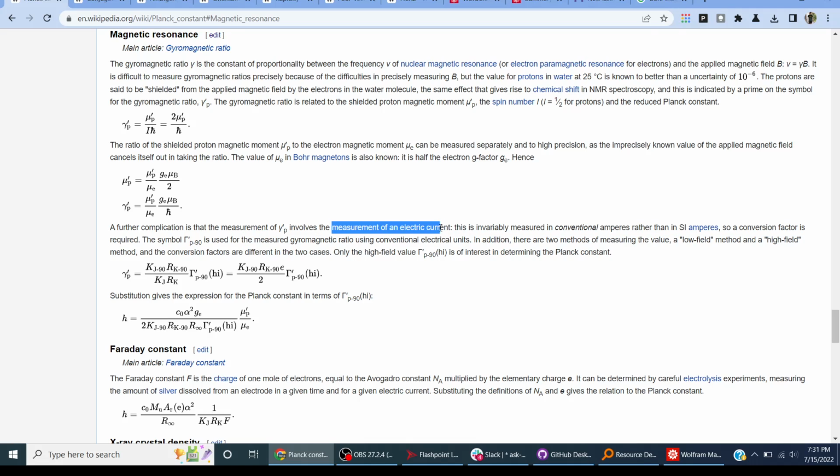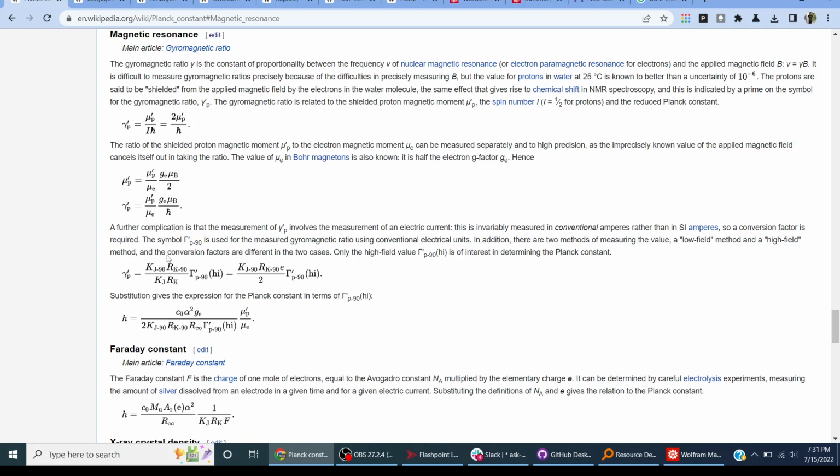This is invariably measured in conventional amperes rather than in SI amperes, so a conversion factor is required. The symbol is used for measuring gyromagnetic ratio using conventional electrical units. In addition, there are two methods of measuring the value, a low field method and a high field method, and the conversion factors are different in the two cases. Only the high field value is of interest in determining the Planck constant.